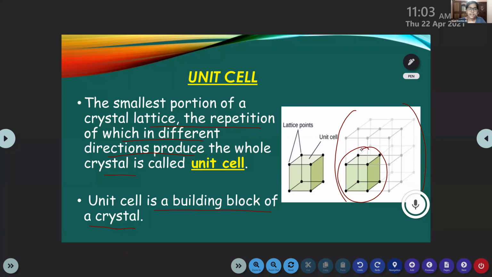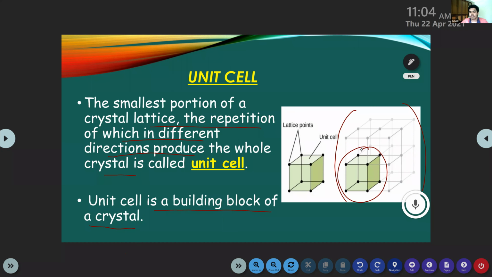A unit cell, the smallest portion of a crystal lattice, the repetition of which in different directions produces the whole crystal, is called a unit cell. Unit cell is a building block of a crystal. Okay, is this clear for you? Yeah, ma'am. Shall I move to the next one?